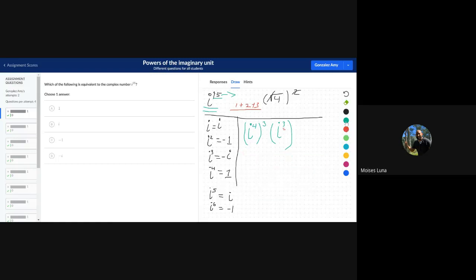Very good. Once I have this, remember, all of this equals i to the 15th power. I'm just manipulating the number to get it in a way that I can work with, because I know the sequence right here. So here it's super simple. After you do that, that's the hardest part.